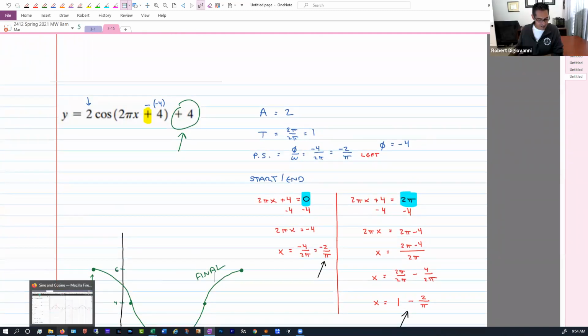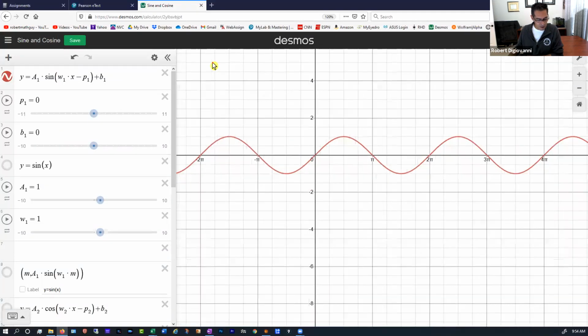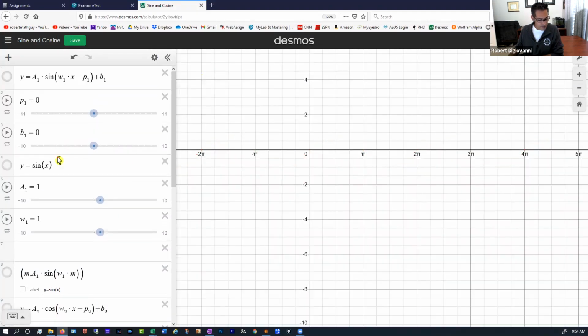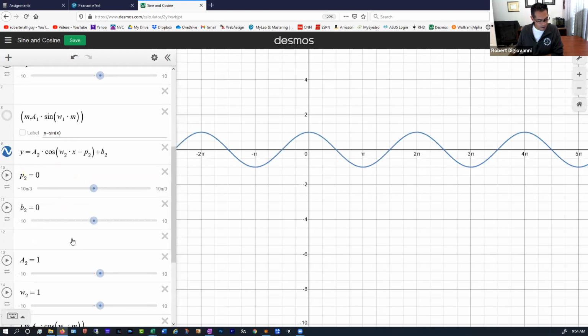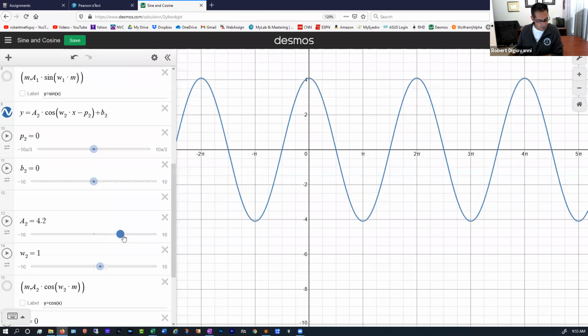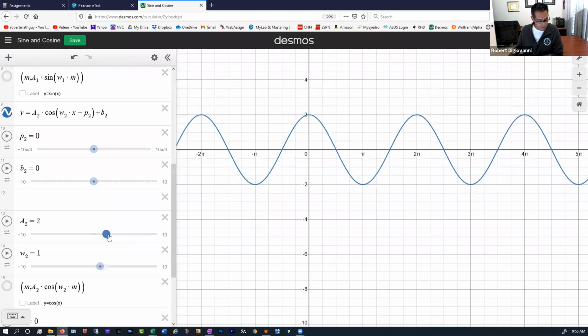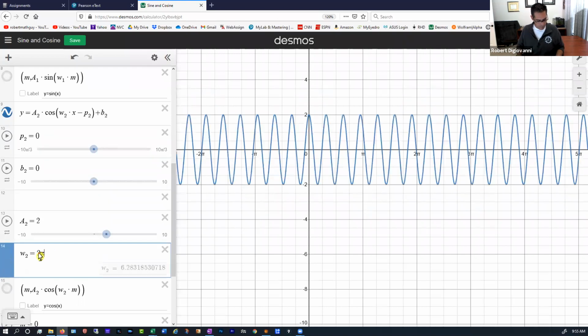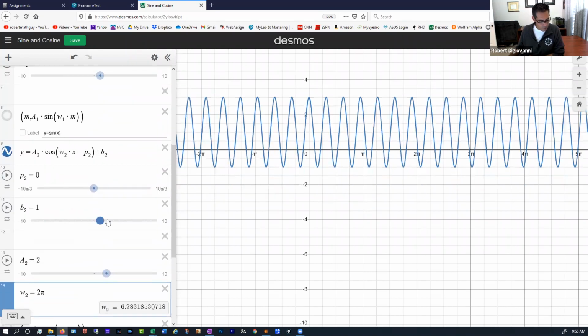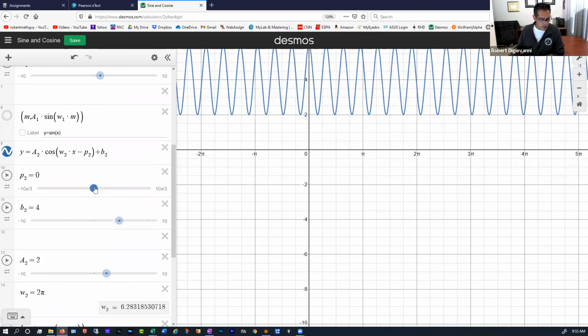Yeah. Okay, let me see if I can actually do this. This was a cosine function, right? So let me graph it. We had our A was 4. No, it was 2, sorry. Our omega was what, 2 pi? And let's see, what was our B? B was 4. And our phase shift, I forgot what it was. What was our phi? -2. That was phi.